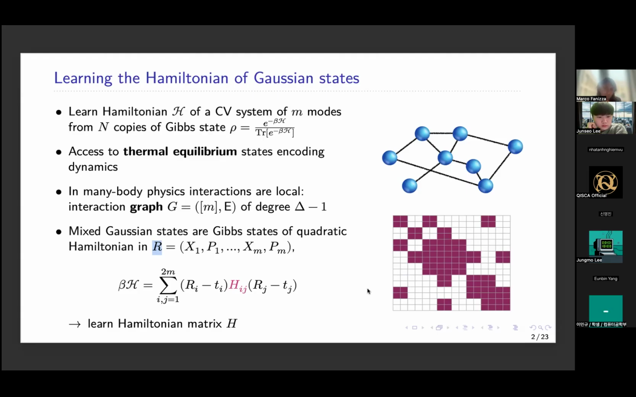So if you have questions now, I will be happy to answer them. Okay, so I assume it's clear what the Hamiltonian matrix is. I see something in the chat.